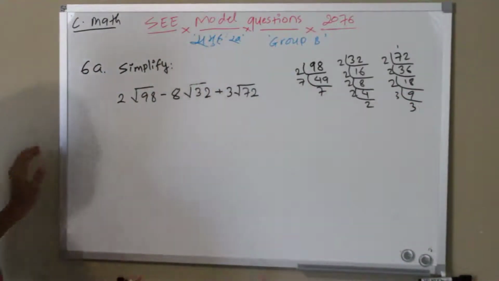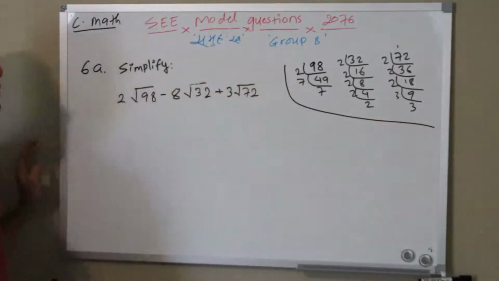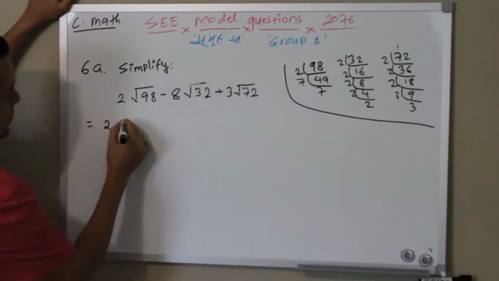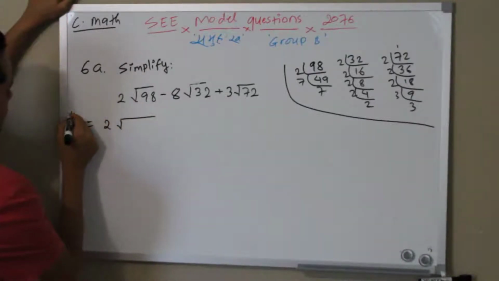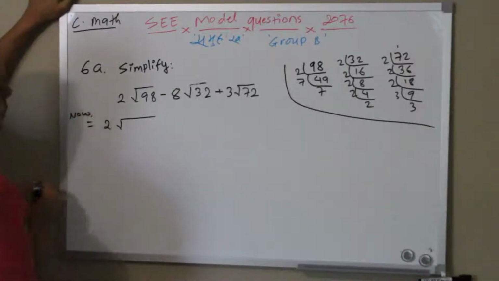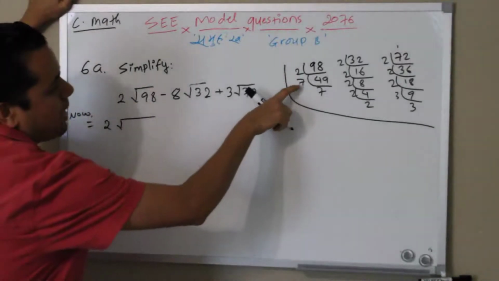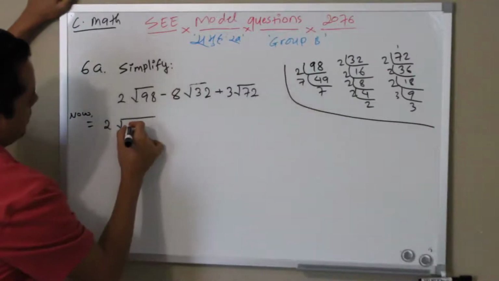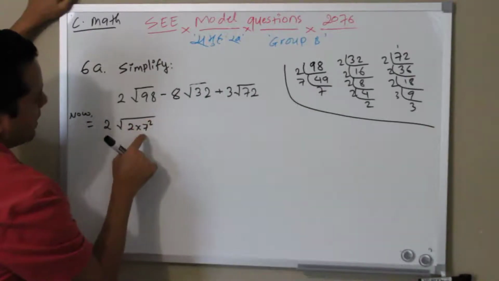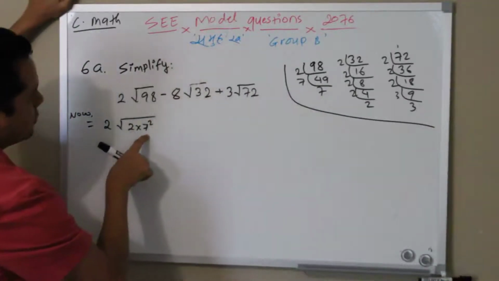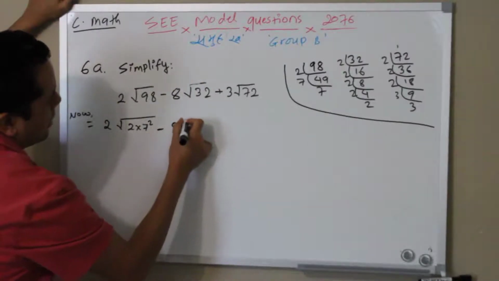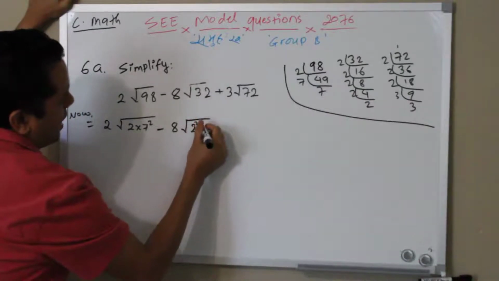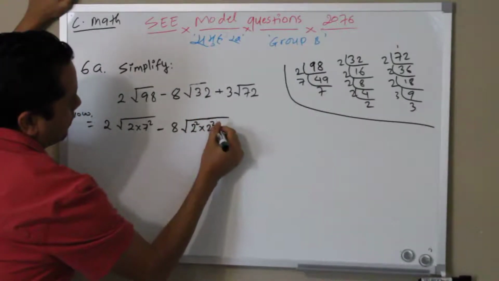So this one is the simplification of those radicals, right? So now we can rewrite this. We can rewrite 98 as 2 times 7 times 7, which means I can write down 2 times 7 squared. Squared means there are 2 7s, right? Minus 8. Look at here, there are 2 2s and 2, right? 2 squared times 2 squared times 2.